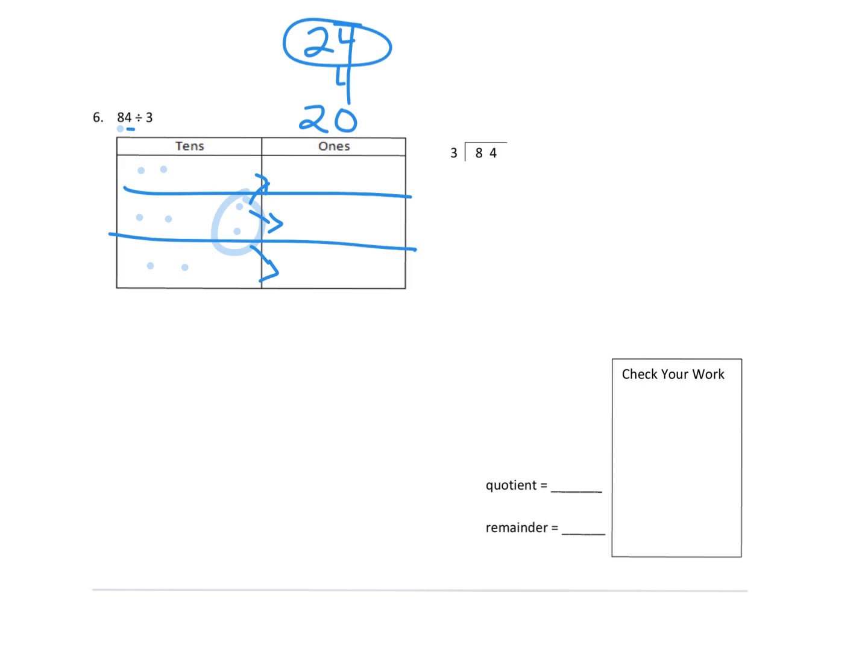So I'm going to go ahead and split that up. 1, 2, 3, 4, 5, 6, 9, 12, 15, 18, 21, 24. It goes in there exactly 24 times, which leaves me 2 in the tens place, and 1, 2, 3, 4, 5, 6, 7, 8 in the ones place with no remainder. It goes in exactly 28 times with 0 remainders.